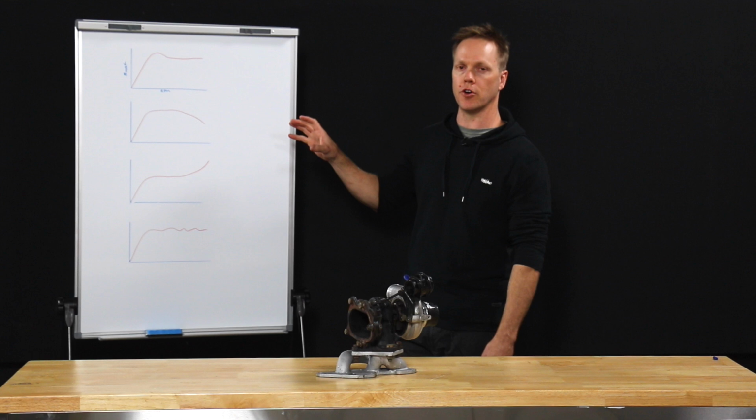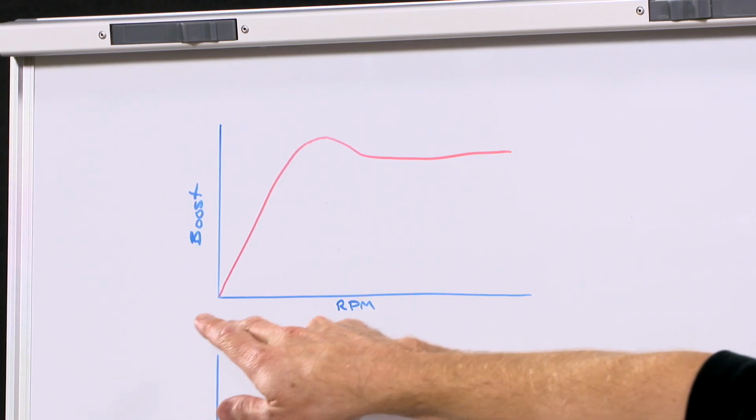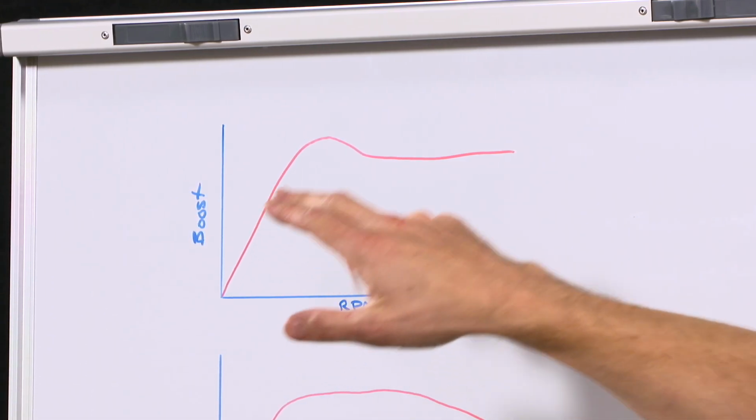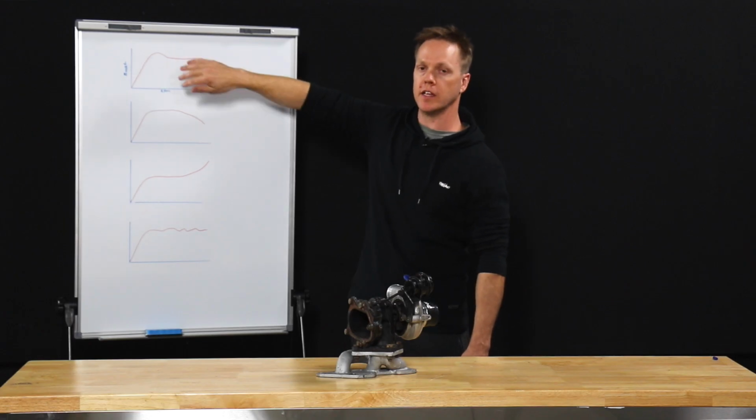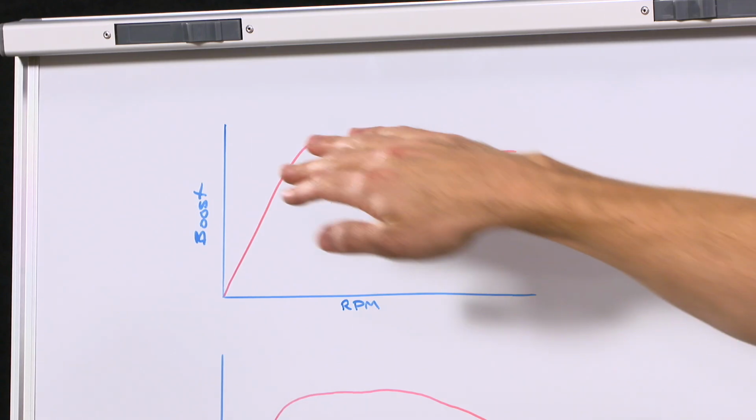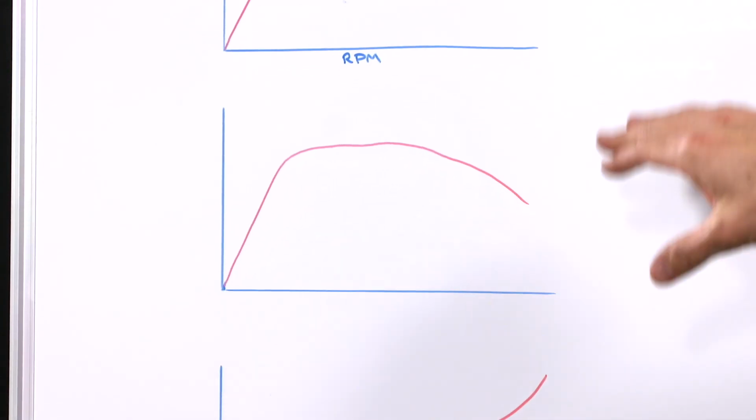So the common boost control issues we're looking at, I've got a graph here of boost up this way, RPM along here. The first one is boost spiking. You'll see the boost rises really quickly, it overshoots your target pressure and then settles down to your target boost.